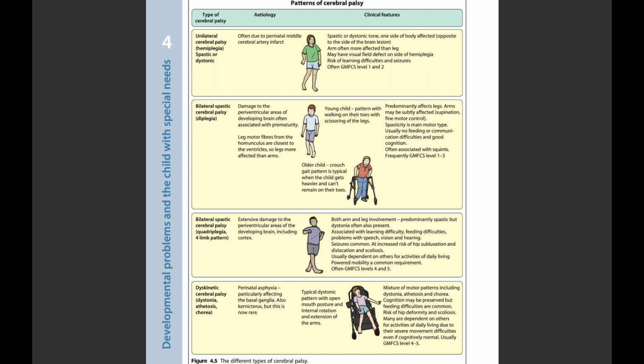Now the last one is dyskinetic cerebral palsy: dystonia, athetosis, chorea. Etiology is perinatal asphyxia, particularly affecting the basal ganglia. Also kernicterus, but this is now rare. Typical dystonic pattern with open mouth posture and internal rotation and extension of the arm. A mixture of motor patterns including dystonia, athetosis, and chorea. Cognition may be preserved, but feeding difficulties are common. Risk of hip deformity and scoliosis.